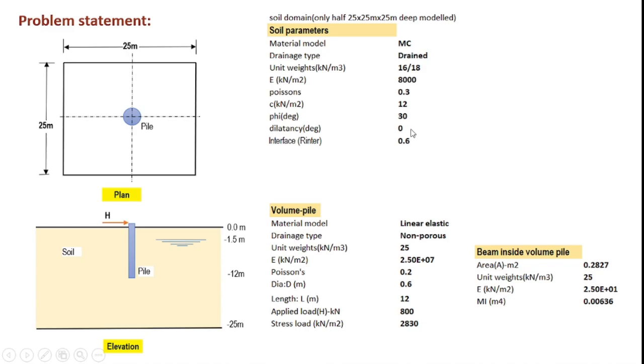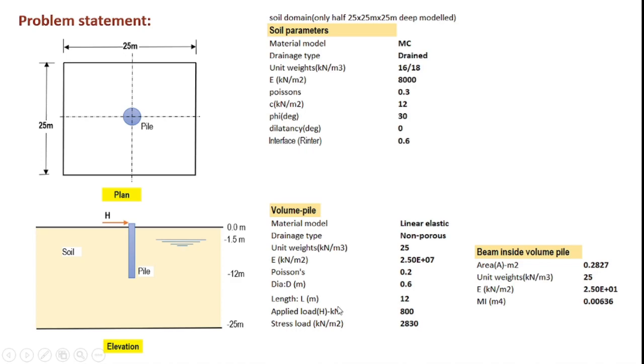As the pile in this tutorial will be modeled using the volume pile, we need to specify the properties of the pile material. For example, here we'll use the material model as linear elastic, and the E value will be taken as 2.5 into 10 raised to 7 kN per meter square. And the length of the pile, as already discussed, is 12 meters.